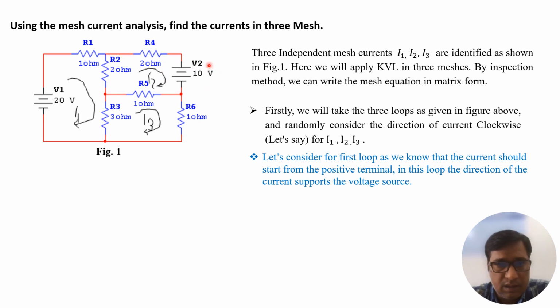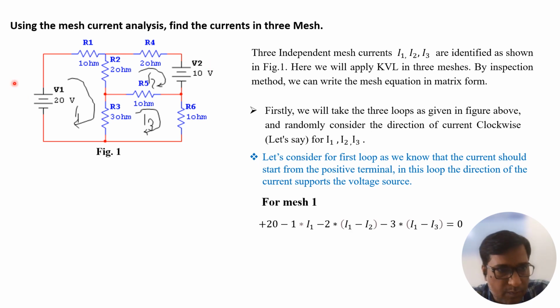We will write the equation for mesh number 1. So this is mesh 1, and we'll start taking from this one. The current is in clockwise direction, so current will leave from the positive terminal, current will start from the positive terminal. So this will be taken as positive, so we have taken 20 as positive. Then there are some resistances, 1 ohm, 2 ohm, and 3 ohm. All the drops in the resistances will be taken as negative.